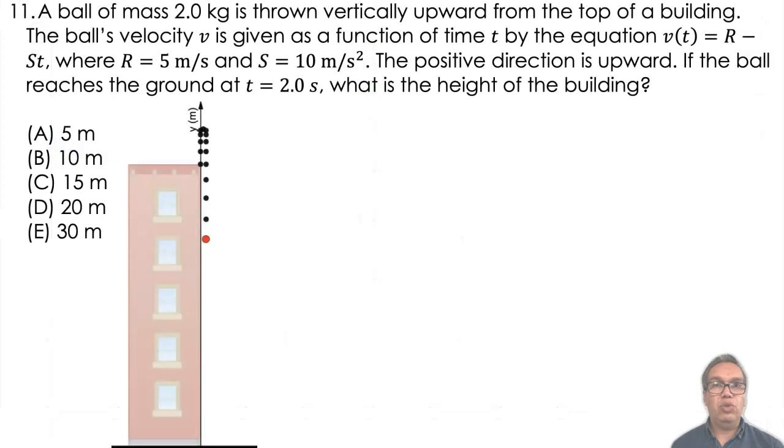A ball of mass 2 kilograms is thrown vertically upward from the top of a building. The ball's velocity v is given as a function of time t by the equation v of t is equal to r minus st, where r is 5 meters per second and s is 10 meters per second squared. The positive direction is upward. If the ball reaches the ground at t equals 2 seconds, what is the height of the building?